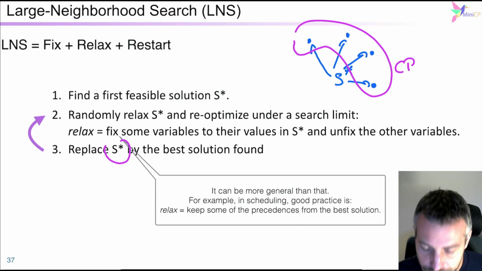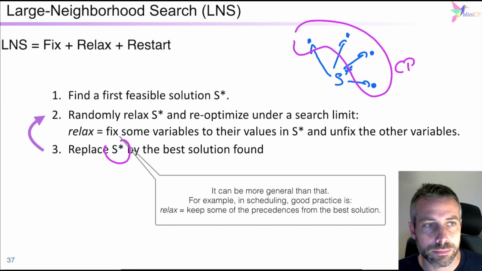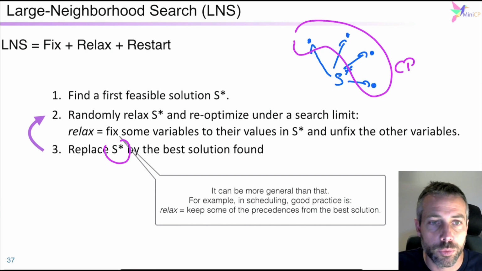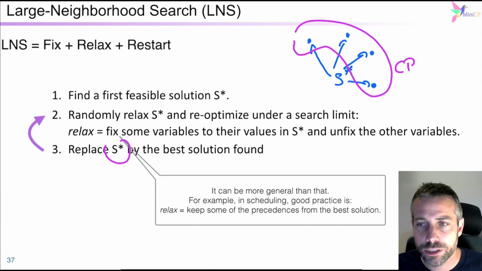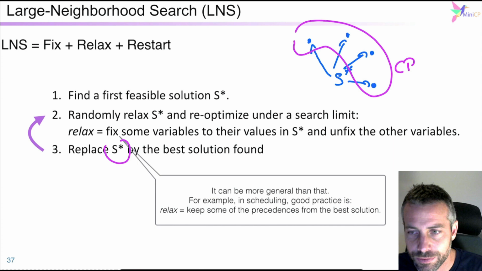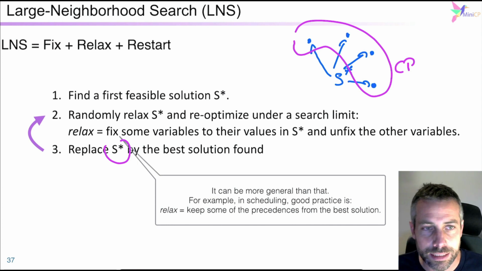But it can be more general than that. Sometimes relaxing the problem might, for instance, be to fix some of the precedences between some of the tasks if it is a scheduling problem. So it doesn't need to be really fixing the variables to the values that they take in the current best feasible solution S star. It's a very generic framework. It really depends on the problem.